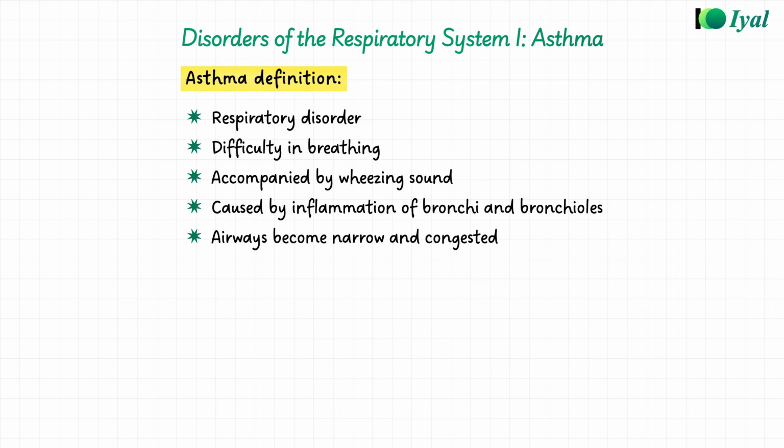Asthma is a respiratory disease many people suffer from. What happens in asthma? The bronchi and bronchioles, the tubes carrying air, become inflamed. Inflammation means they swell up. When they swell, the diameter of the tubes decreases, they become narrower. This makes it difficult for air to pass through. You have difficulty breathing. And as air tries to squeeze through the narrow passages, it makes a sound. We call this wheezing. That characteristic whistling or squeaky sound.